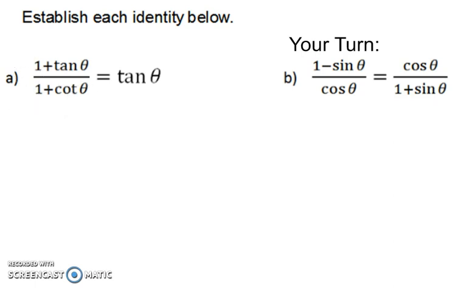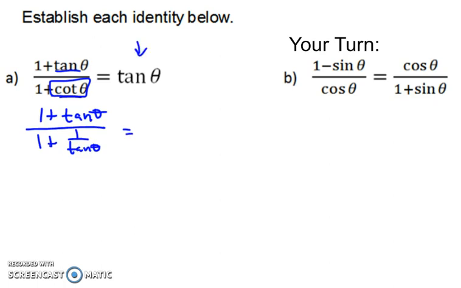Because that identity is 1 plus cotangent squared, not 1 minus cotangent squared. So then my other thought was, what if I use a relationship between tangent and cotangent? Cotangent is the reciprocal of tangent. So I make this 1 plus tangent theta divided by 1 plus, and all I'm doing is changing cotangent to 1 over tangent, since this side is in tangent.